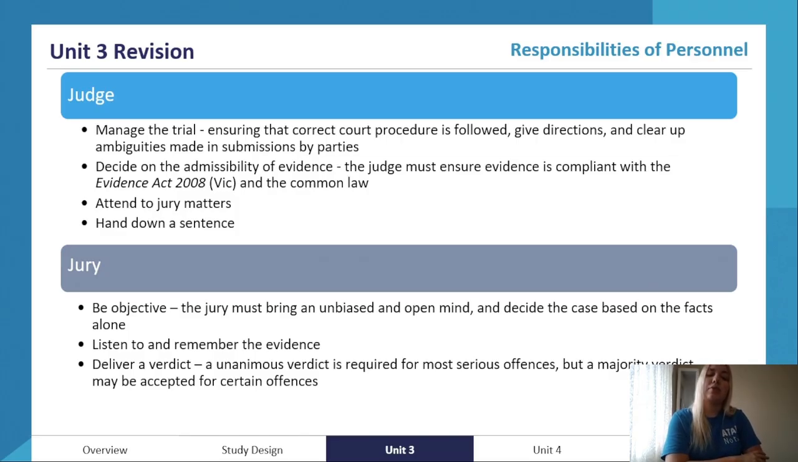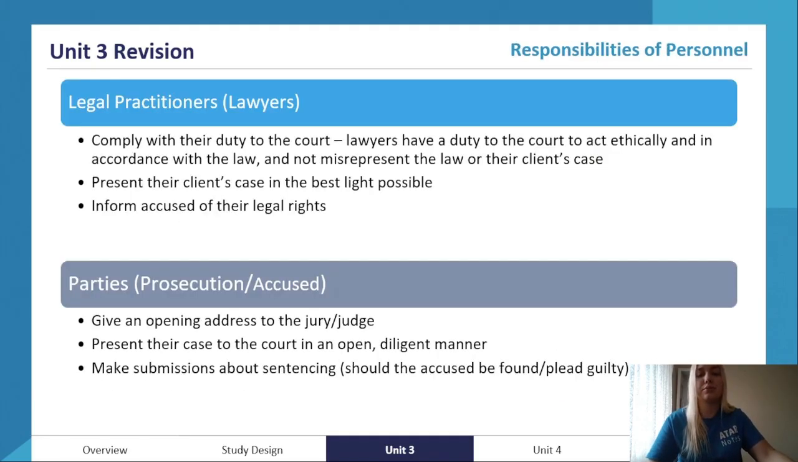They have to listen to and remember evidence, and make notes of the evidence, and they have to deliver a verdict, which has to be unanimous for most serious offenses, meaning all 12 of 12 jurors agree, but a majority verdict can be accepted for certain offenses, so 11 out of 12 agreeing on guilty or not guilty. They also have to select a foreperson that is a jury member, that communicates with the judge on the entire jury's behalf, such as in delivering the verdict.